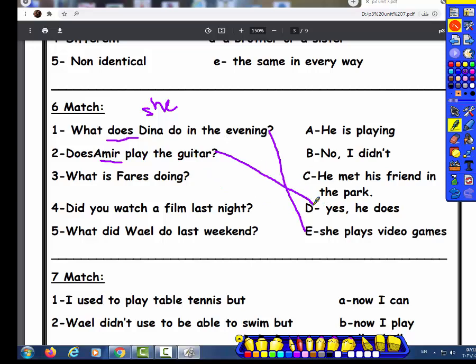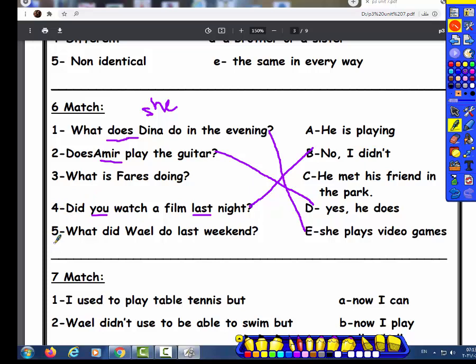Number 4, did you watch a film last night? Last night, it's a question in the past. It's now or in the past? It's in the past. Did you watch a film last night? So you have to answer in the past. No, I didn't. When I ask with did, the answer is with no or yes.